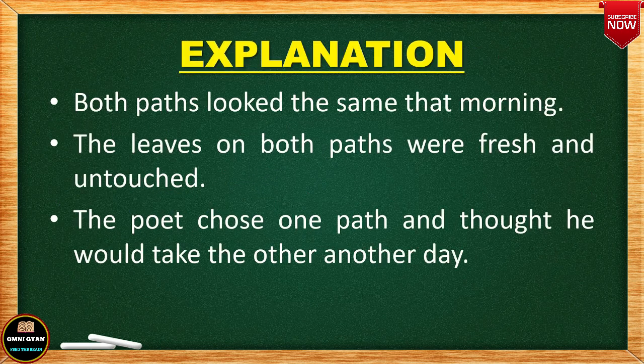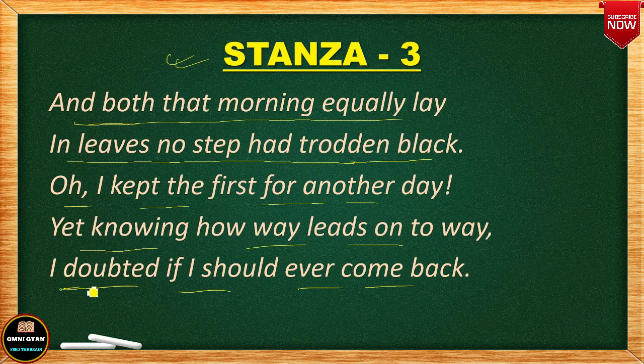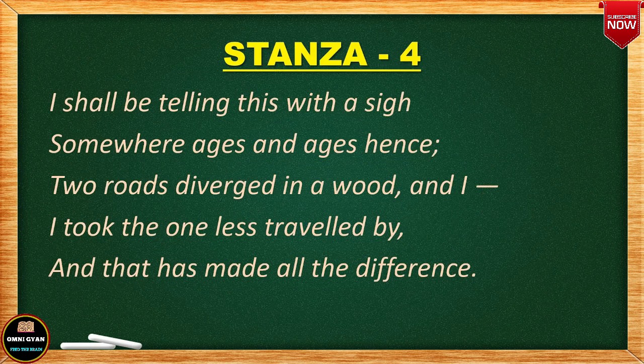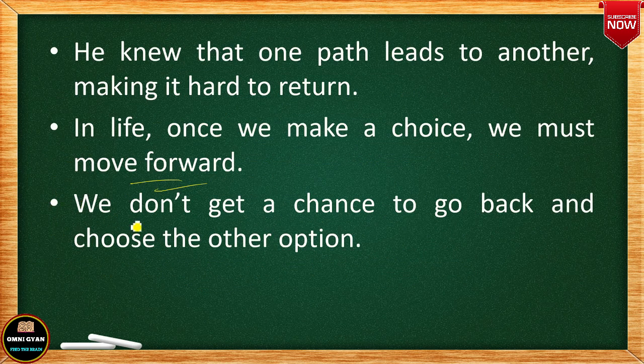So the poet doubted. I'll just come to this poem again. I doubted if I should ever come back. So the poet thought that I will keep the first for another day. So this first road, I will travel later some other day. And the poet in the last line is saying, but I doubt. Once I have taken a decision to travel on the second road, I doubt if I can come back. So whether I will be able to come back or not, I have a little doubt about this. And that is why, once you take a decision, we don't get a chance to go back and choose the other option. From science, you cannot jump back to arts.